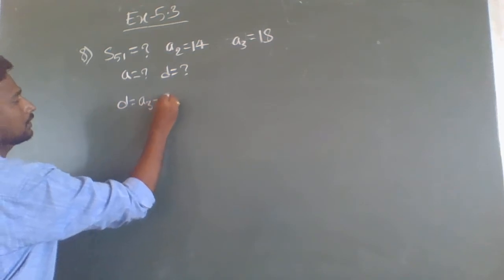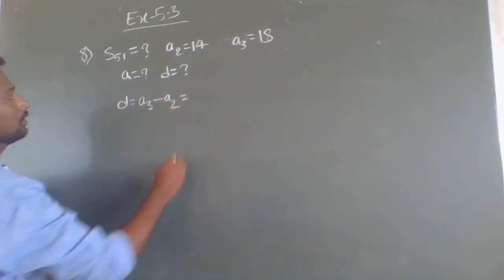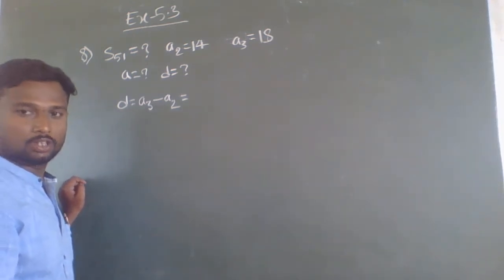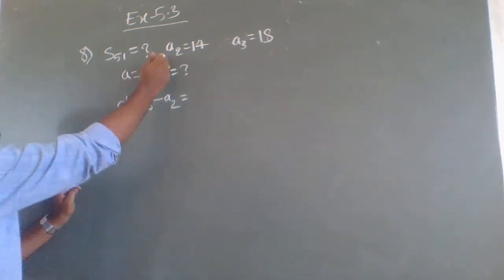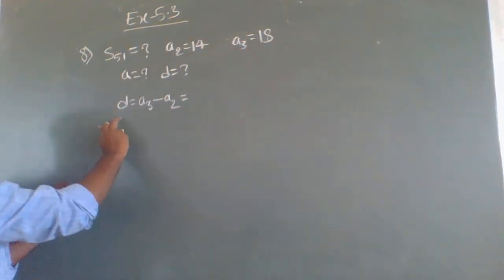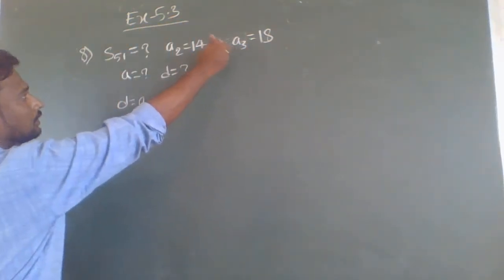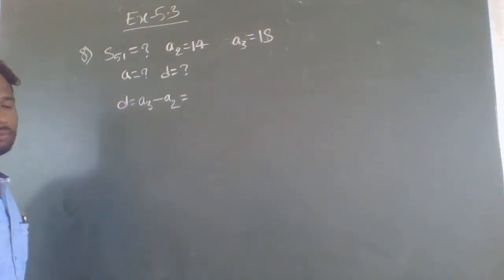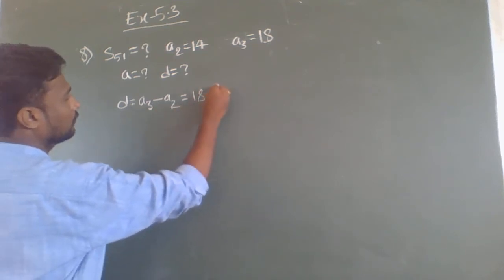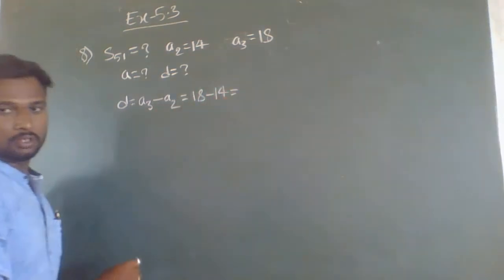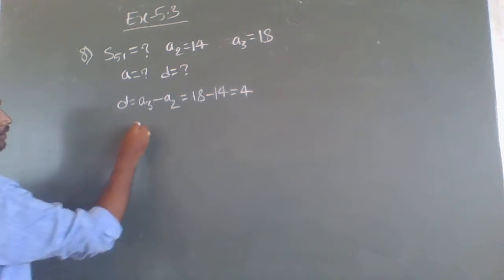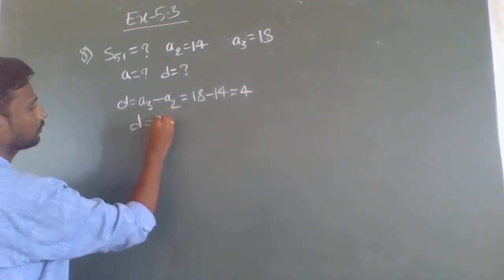d is equal to A3 minus A2. d is the common difference between any two consecutive terms of an arithmetic progression. They have given A2 and A3, therefore the common difference is the difference between A3 and A2. Therefore, d is equal to A3 minus A2. What is the A3 value? 18, and the A2 value is 14. 18 minus 14, how much will I get? 4. So now I got the value of d. d is equal to 4.